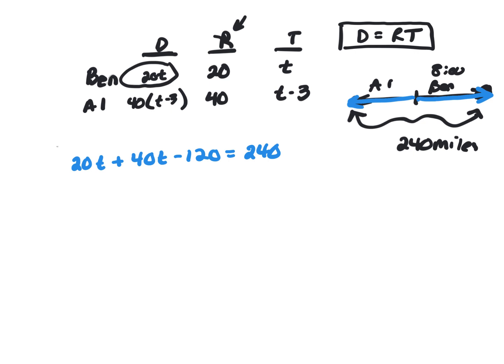Okay. All right. So let's solve this equation for t. So it's going to be 60t equals, add 120 to both sides and get 360. And t will be 6. So what is 6 hours after 8 a.m.? Because 8 a.m. is when Ben leaves. So 8, 9, 10, 11, 12, 1, 2 o'clock. And that will be answer B.